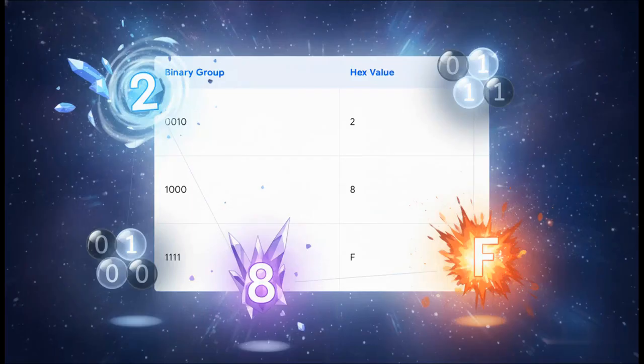Watch how this builds our final answer. Just check out the dramatic lighting on these groupings. Starting from the right, our first group of 4 bits is 1111. Moving left, our second group is 1000, and our final group on the far left is 0010. Now watch them crystallize into their hex counterparts. 0010 instantly locks in as a 2. 1000 becomes an 8. And that 1111, the absolute maximum 4-bit value, transforms into the powerful hexadecimal letter F.